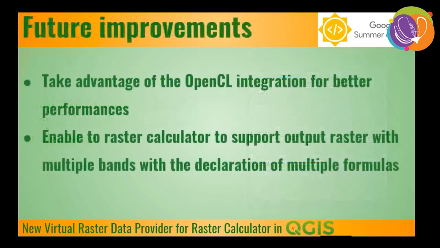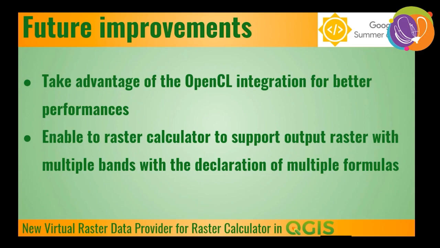Finally, I also had the time to think about some future improvements of my work. One possibility is to take advantage of the OpenCL integration for better performance for the feature I've developed, of course, since OpenCL is already used by the existing raster calculator. And another possible enhancement, which concerns the raster calculator itself and not my feature, is the possibility of outputting a raster with multiple bands, with the declaration, of course, of multiple formulas, since right now the output of the raster calculator is only a one-band raster.